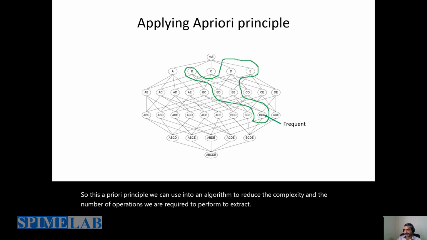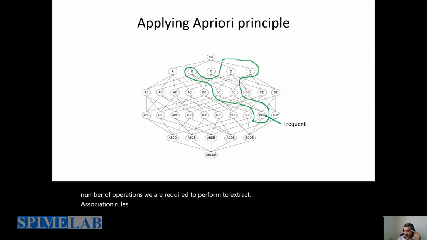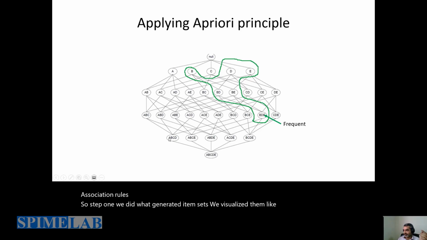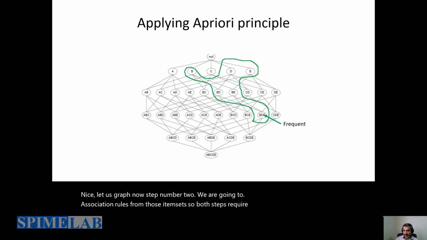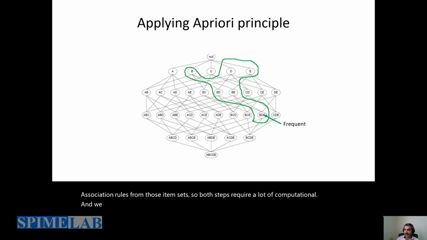association rules. So step one, we did what? Generated item sets. We visualized them like this, like a nice lattice graph. Now, step number two, we are going to create association rules from those item sets. So both steps require a lot of computational operations, and we are trying to reduce them using the a priori principle.